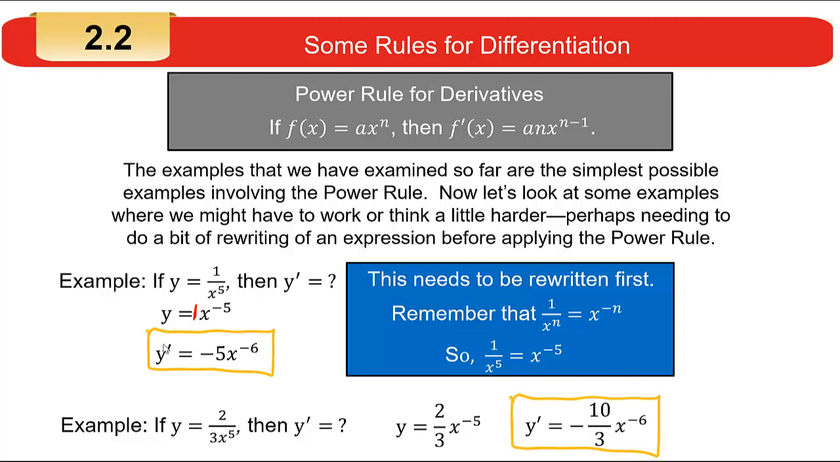So applying the power rule, you take the minus 5 times the 2/3 and you get minus 10/3, and then you subtract 1 from the minus 5 and get minus 6.